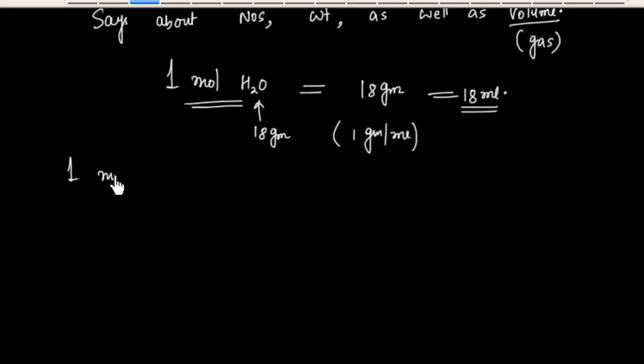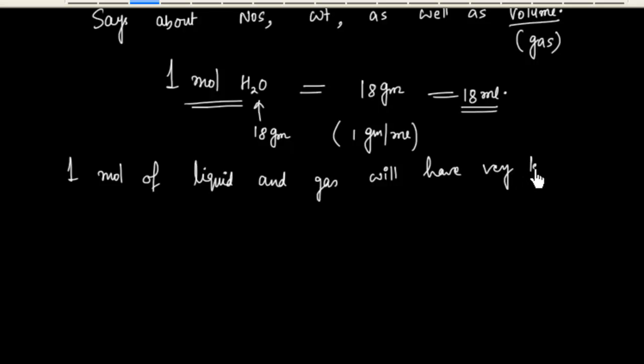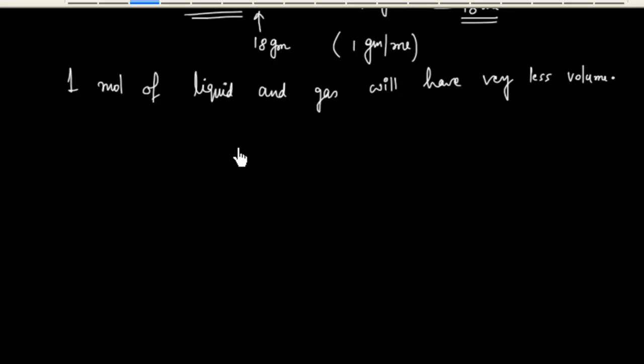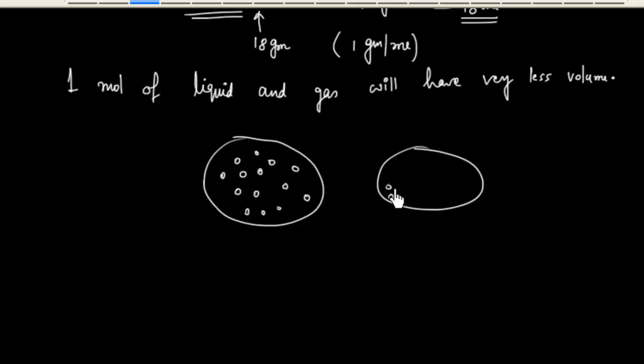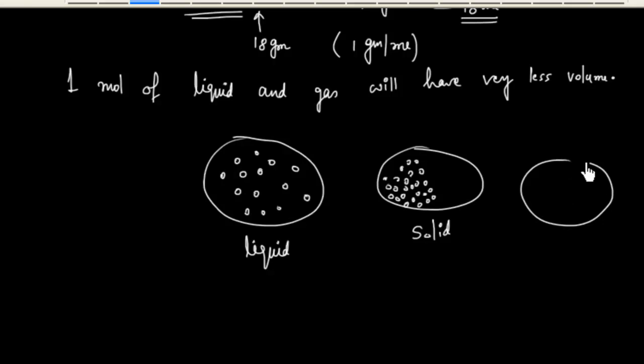So 1 mole of liquid and solid will have very less volume, because in liquid and solid, molecules are very close. If I have a liquid and a solid, in case of liquid, molecules are slightly apart, but in case of solid, molecules are very close. In case of gases, molecules are very far apart. So this is gas, molecules are very far apart.